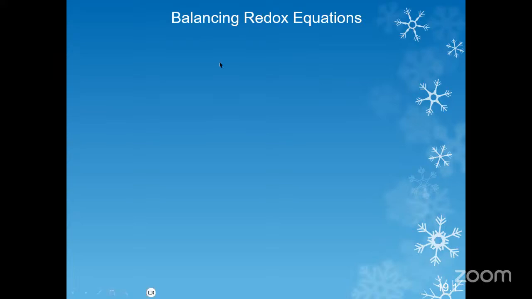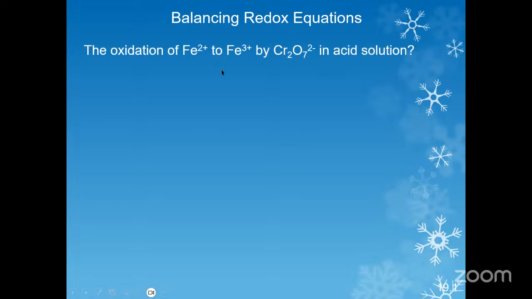Okay, so this example we're going to look at is the oxidation of Fe2+ to Fe3+ by the dichromate ion. Now, the information here, to be perfectly honest, is not enough for you to answer this question. So what I'm going to do is write down the unbalanced equation.